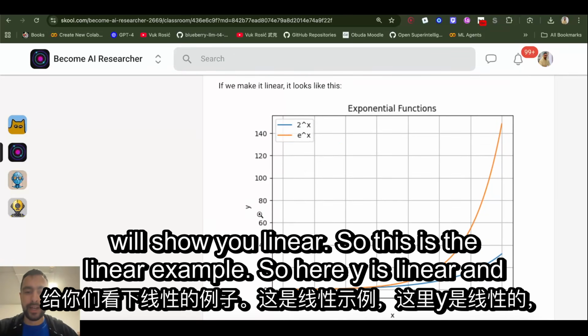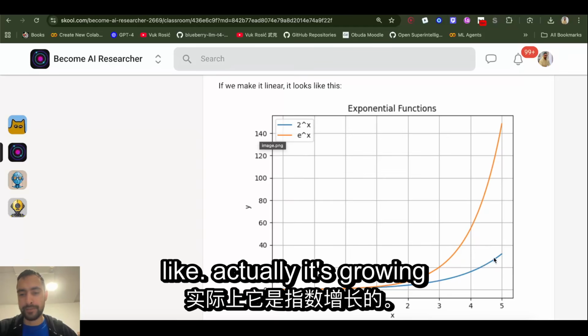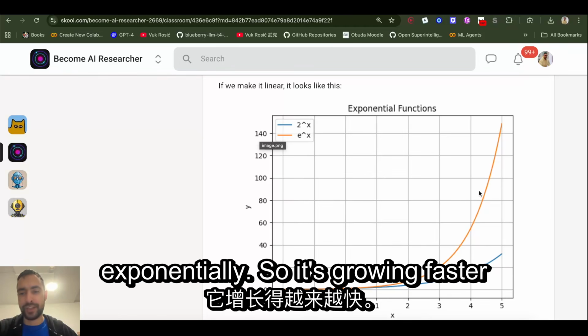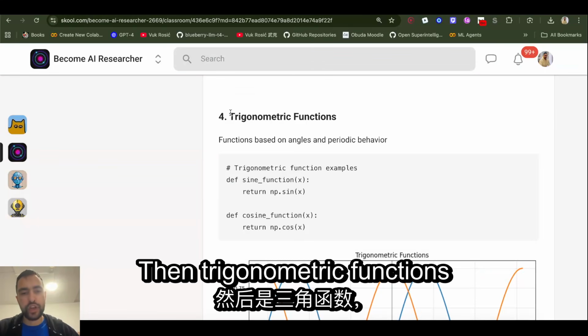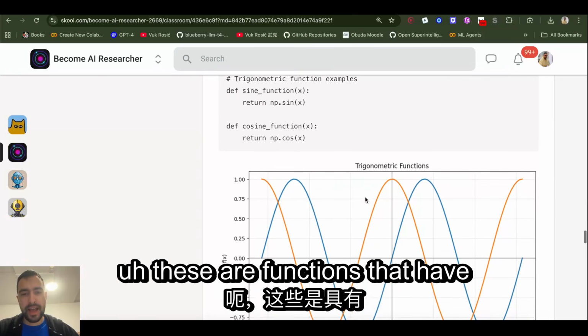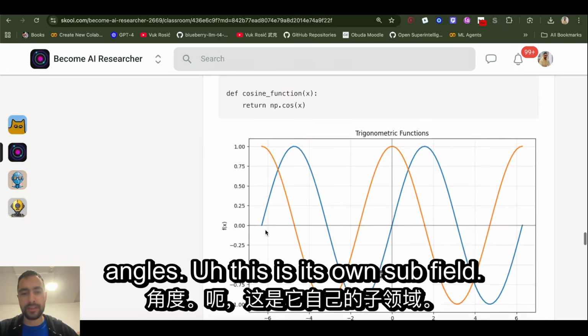So this is the linear example. Here y is linear, and you see what an exponential function looks like actually. It's growing exponentially, so it's growing faster and faster. Then trigonometric functions. These are functions that have periodic behavior, and they are based on angles.